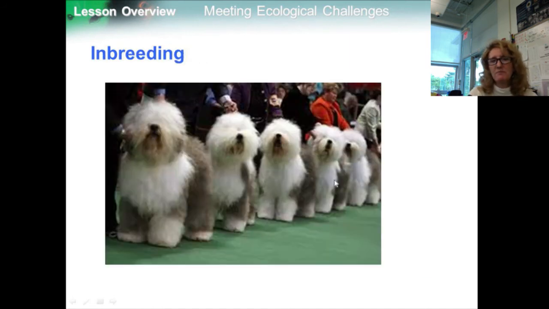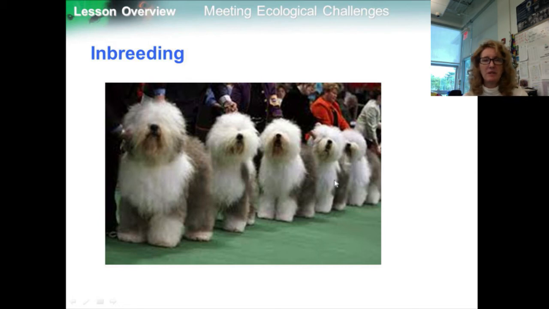Inbreeding. To maintain desirable characteristics in a line of organisms, breeders often use inbreeding, the continued breeding of individuals with similar characteristics. Many breeds of dogs, I should say, are maintained using inbreeding, ensuring that the characteristics that make each breed unique are preserved. Although inbreeding is useful in preserving certain traits, it can be risky.